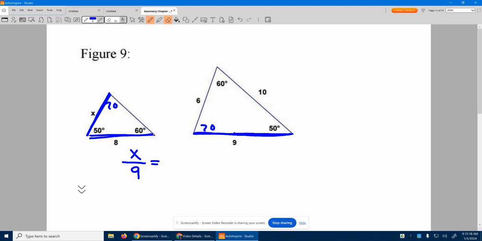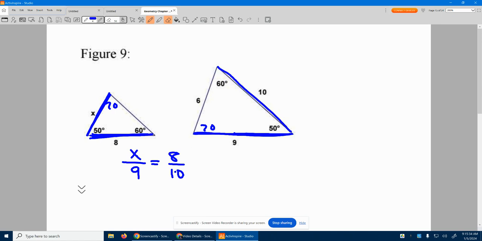So we have to use 8. Who is 8 corresponding to? Now he's between 50 and 60. So we come over here. Who's between 50 and 60? That 10 side. And now we cross multiply to figure out, because we set up the correct corresponding sides.